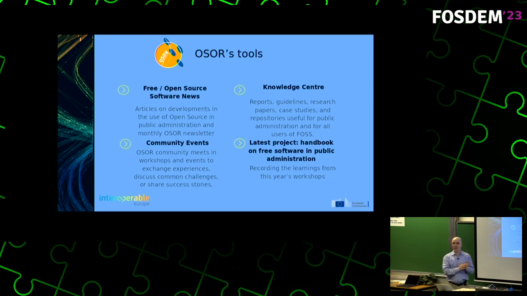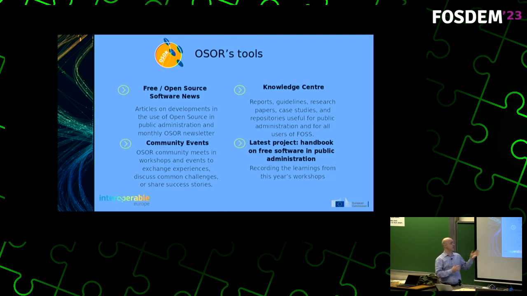We have a website, the Open Source Observatory, OSOR, where we publish free software and open source news. We have a knowledge center where we're gathering information on case studies of countries that are using free software. We have intelligence reports on who in each country is involved in different parts of free software. And we have summaries of all the policies that they have in place.